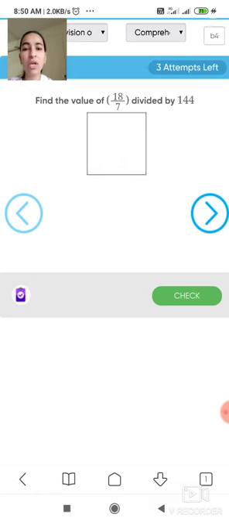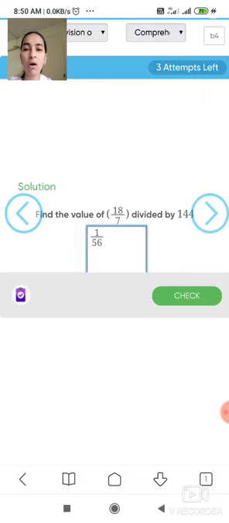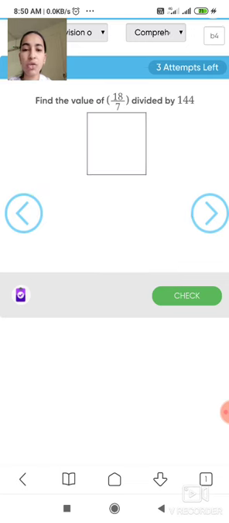Find the value of 18 upon 7 divided by 144. That means 18 upon 7, division sign is there, and 144. After that step, 18 upon 7 multiplied by 1 upon 144. So the answer for that will be 1 upon 56. Okay students, understand this. Let's take another example.